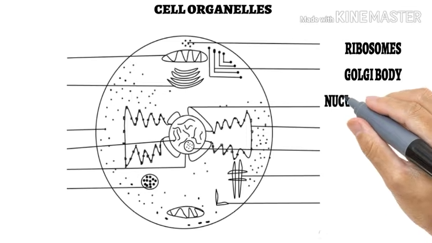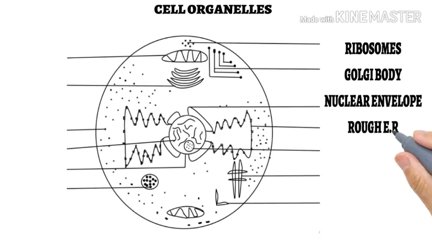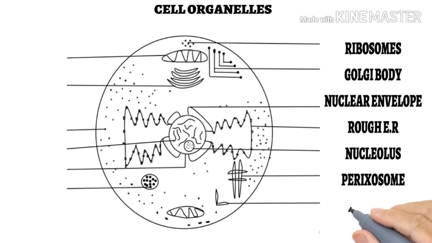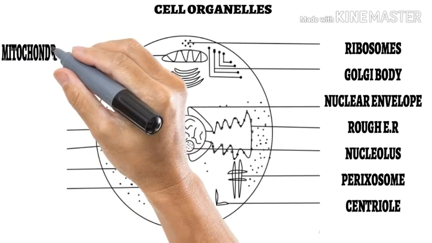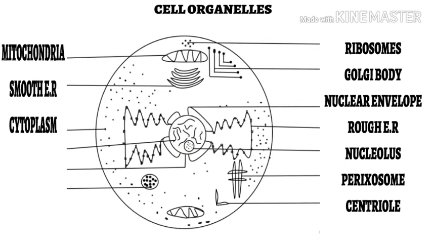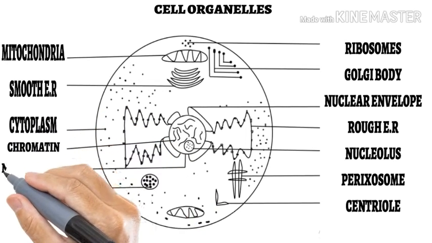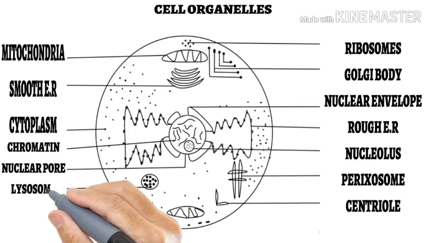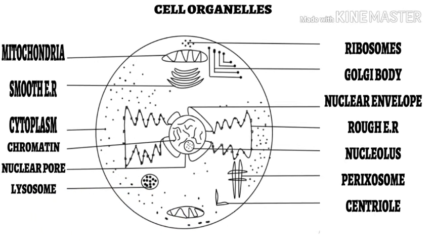You have the ribosomes, the Golgi body, nuclear envelope, rough endoplasmic reticulum, nucleus, peroxisome, centriole, mitochondria, smooth endoplasmic reticulum, cytoplasm, chromatin, nuclear pore, lysosome. Now let's get started.